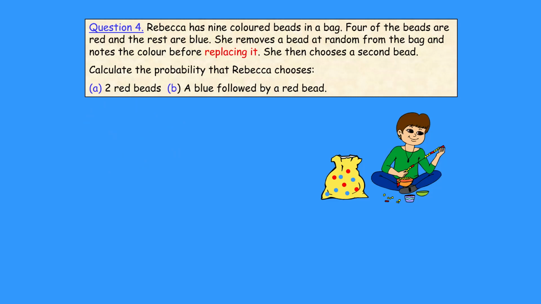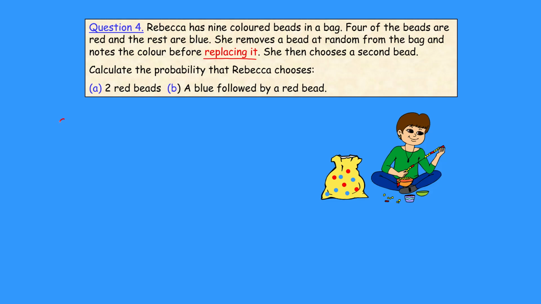Okay, so have a look at this question. Rebecca has 9 coloured beads in the bag. 4 are red and the rest are blue. So it's going to be 5 blue. She removes a bead at random from the bag, notes the colour and then replaces it. Now that's important. Because it's being replaced each time, then we're going to have the same number whenever we're selecting. And then she chooses a second bead. Calculate the probability that she chooses 2 red beads.